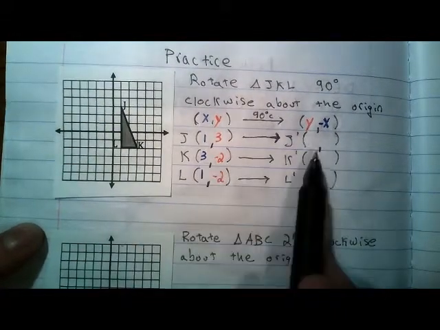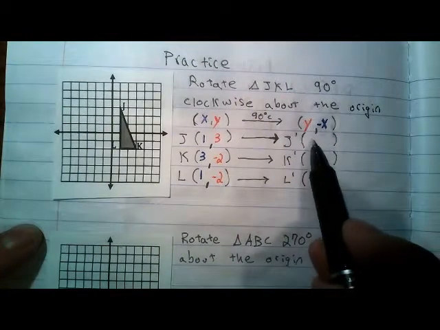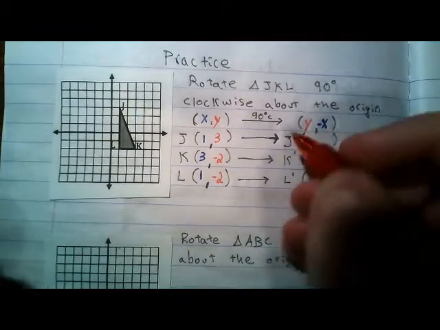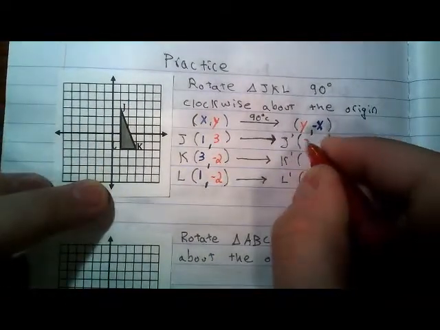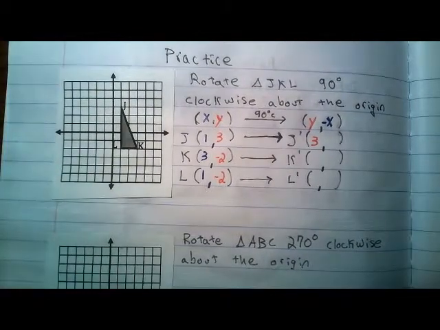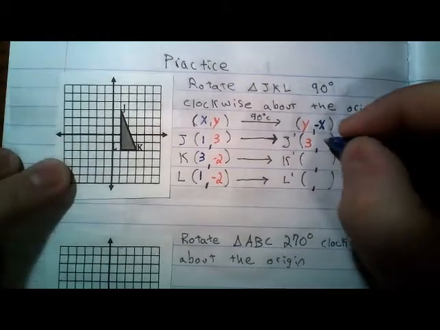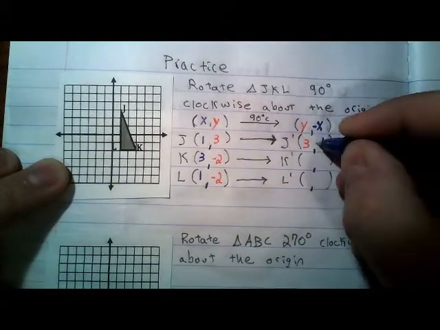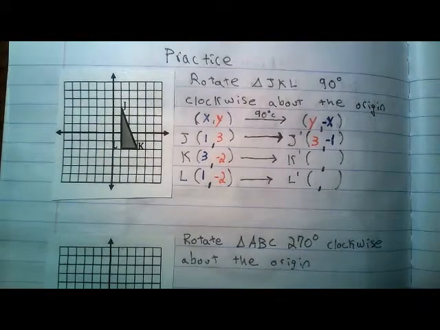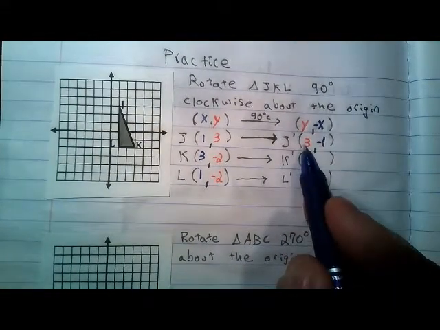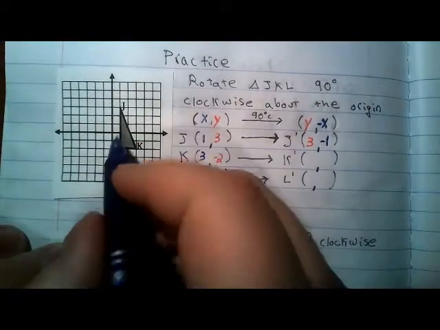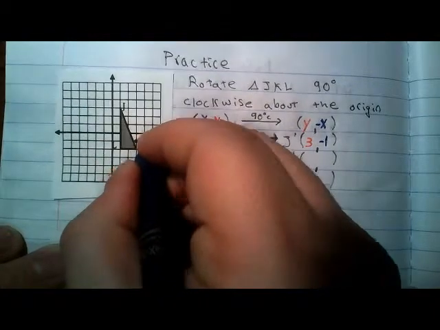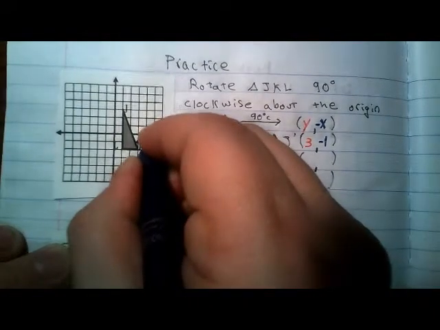And now we're going to say how they change. So they switch spots, and the sign on X changes. So J, the Y now is written first. The X is the second number, and it changes its sign, so it goes from positive to negative. So my new J is going to be at 3, negative 1. So that's 1, 2, 3, negative 1. That's my new J. We'll call it J prime.